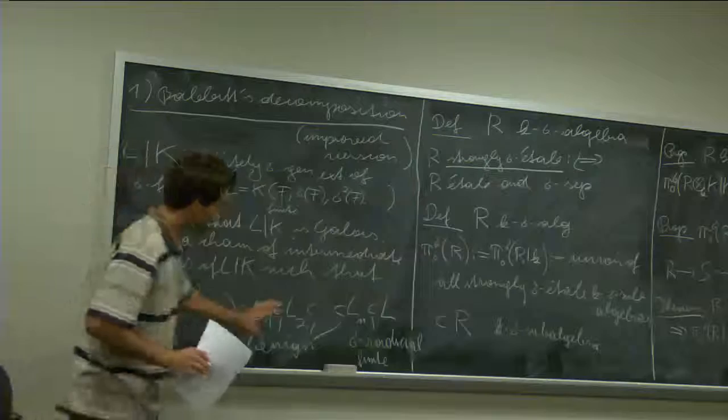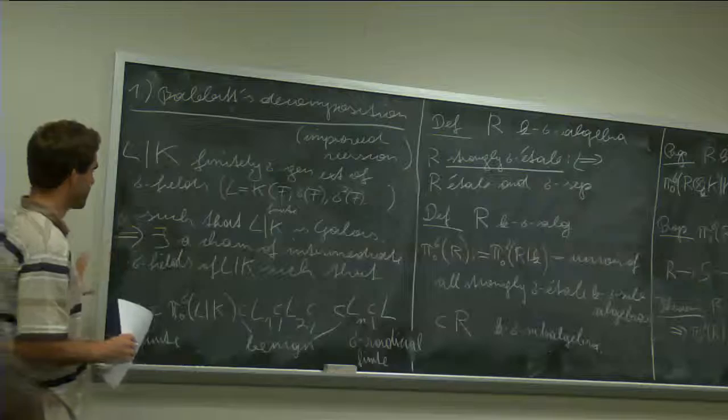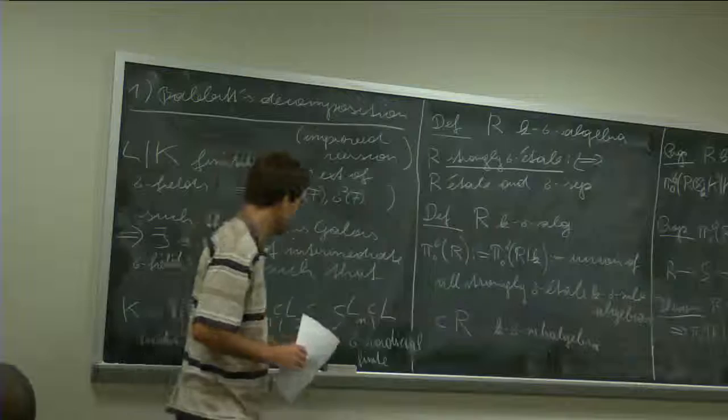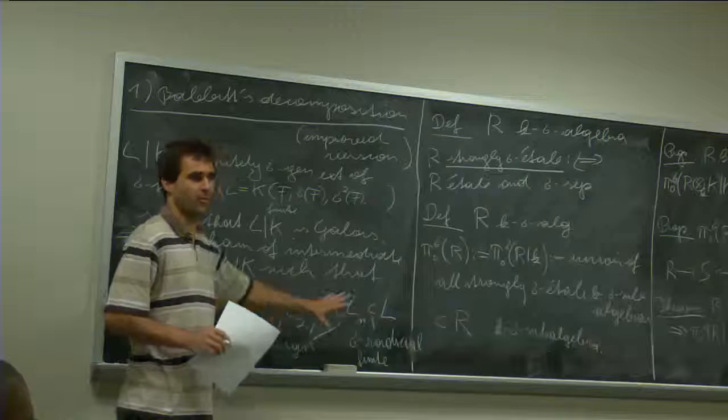So given any finitely generated extension of difference fields such that the underlying field extension is Galois, you can decompose it into such a sequence, where here's something special but finite, which is kind of easy, and here also something special but finite, and all the others are infinite but kind of easy, and I will describe them more precisely.